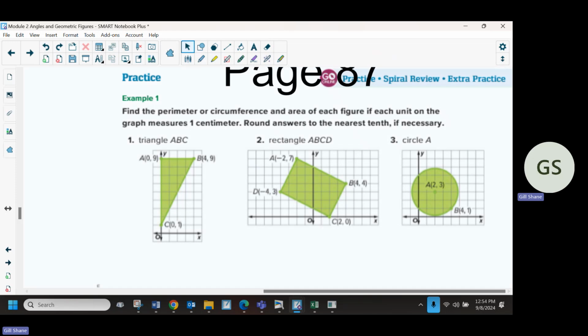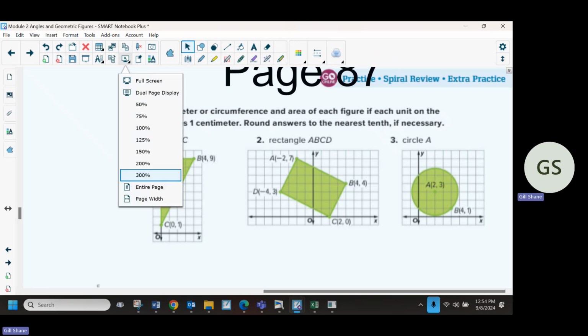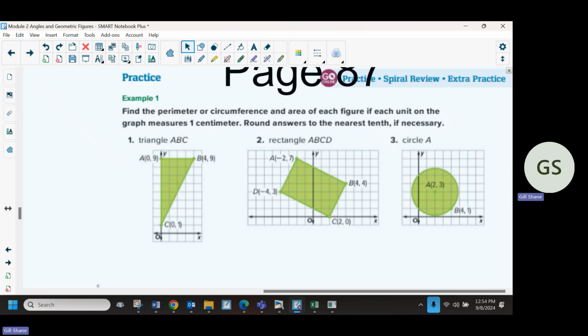That does not work. Let's see. I don't know. I'm already all the way zoomed in, I think. So I don't know why it let me zoom in that other time.